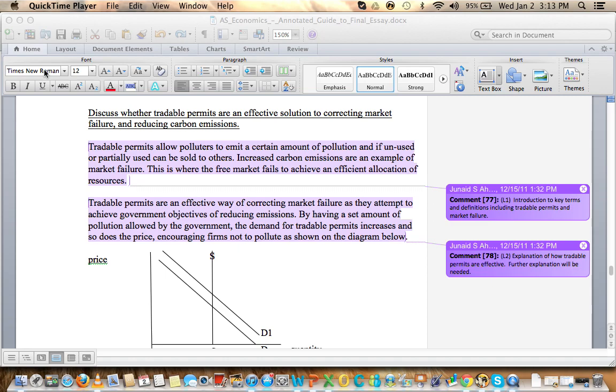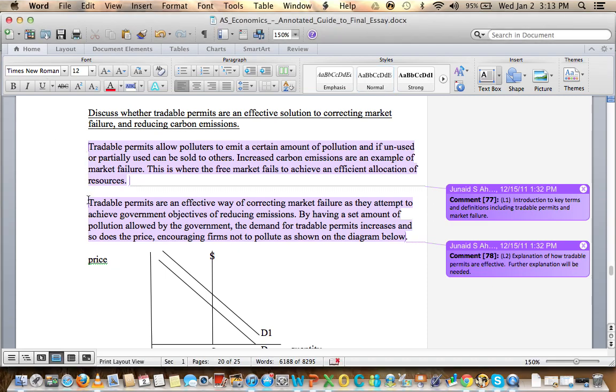So let's get started. Tradable permits allow polluters to emit a certain amount of pollution, and if unused or partially used, can be sold to others. Increased carbon emissions are an example of market failure. This is where the free market fails to achieve an efficient allocation of resources. Okay, the only problem here is why are increased carbon emissions bad? Let's move on to the next paragraph.